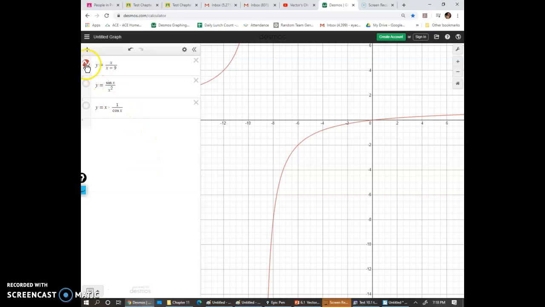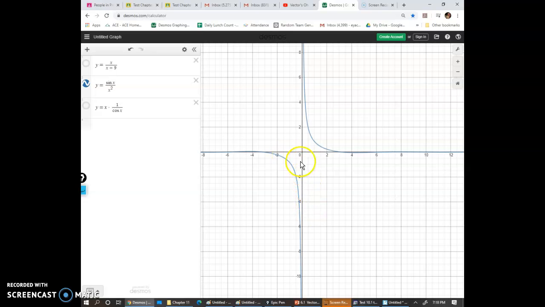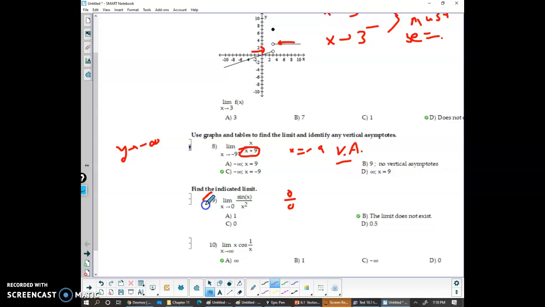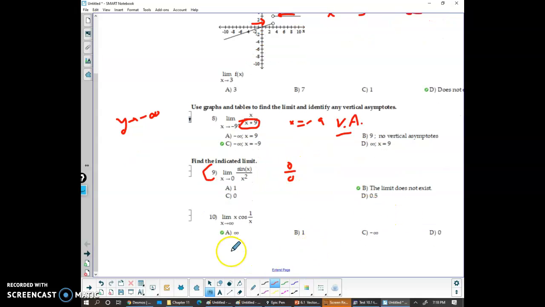If you went and looked at the graph of this, which you should always do when in doubt, you could see that as x is approaching 0 from the left side, it looks like it's going to -infinity. But as it's approaching 0 from the right side, it looks like it's going to +infinity. Because there is this disagreement between the left hand and the right hand limit, the limit does not exist. It's pretty much exactly the same reason why the limit doesn't exist in number 7. Hopefully that helps you understand that one.